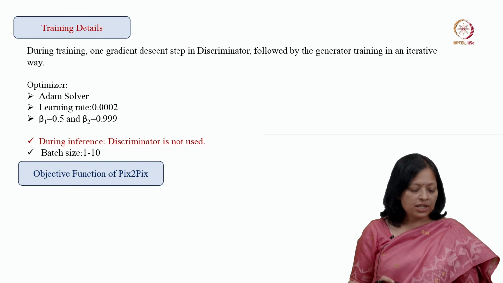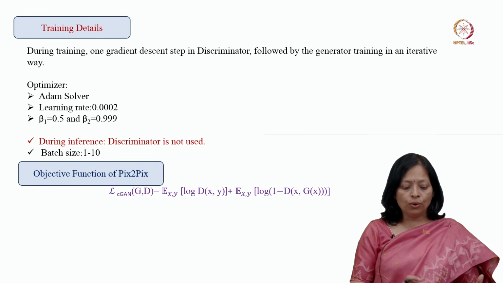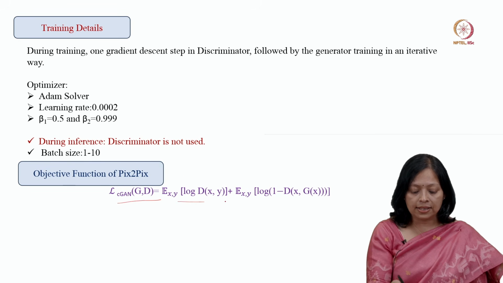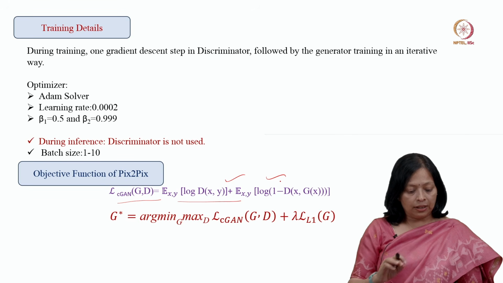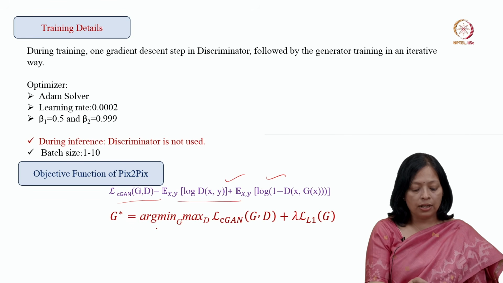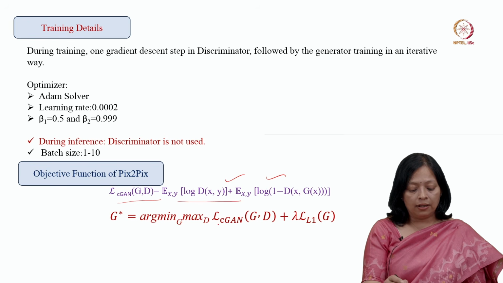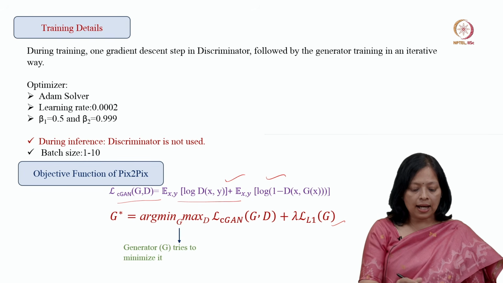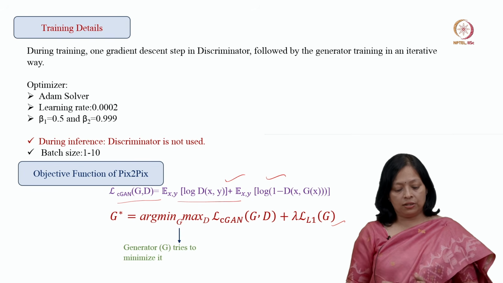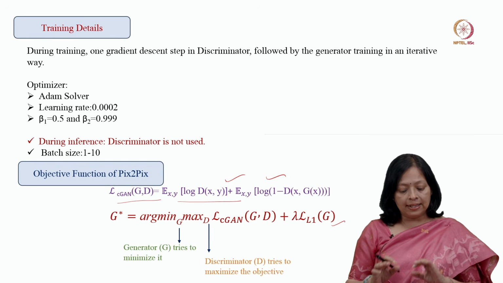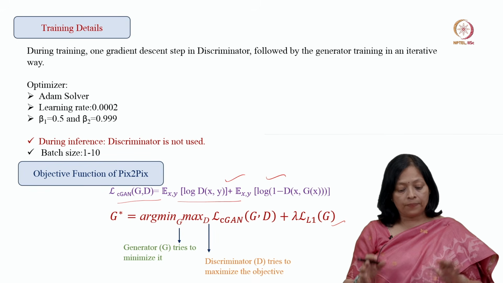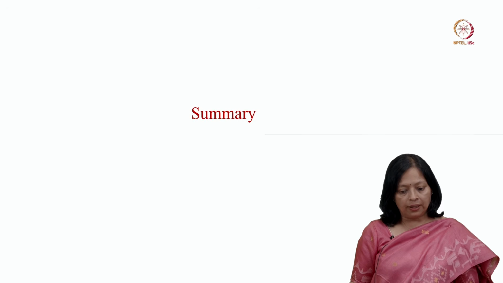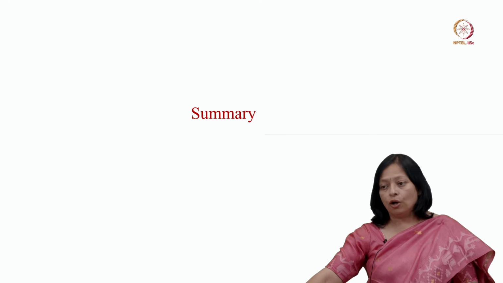Now, the objective function of Pix2Pix. What is the objective function? We know the conditional GAN loss, and the objective function is given by G star equal to argmin G max D L conditional GAN plus lambda L1. Argmin G means the generator tries to minimize the objective function, and max D means the discriminator D tries to maximize the objective function, and this is my L1 loss multiplied by lambda. So, this is the objective function of Pix2Pix.